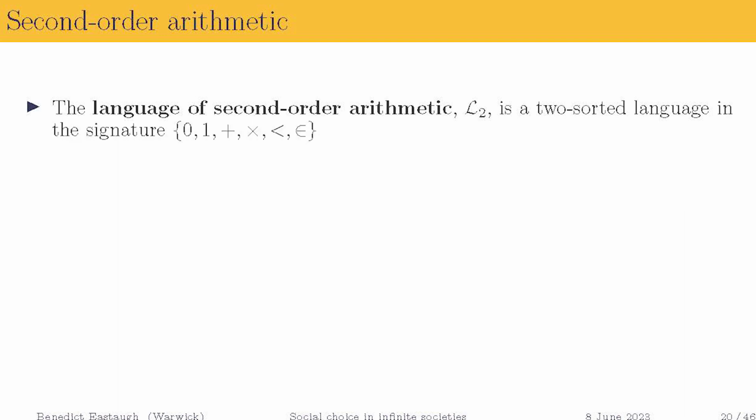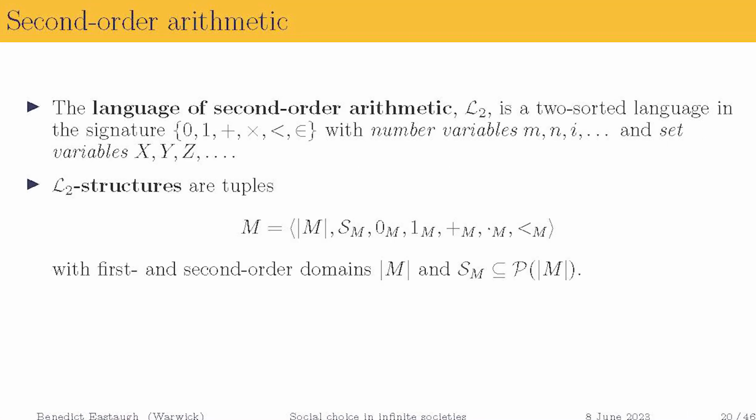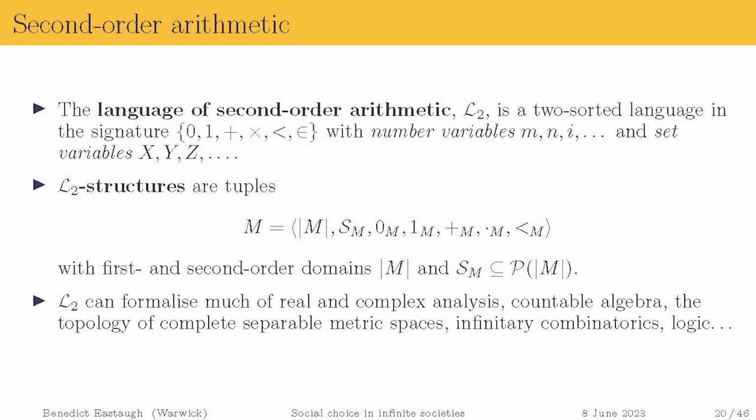It's a two-sorted language in the signature, and then the structures are like this. I won't belabor this too much, but roughly the idea is that we have this two-part domain, one part with numbers in and one part with sets of numbers, more or less. And using this framework, you can formalize a lot of analysis, countable algebra, topology of complete separable metric spaces, infinitary combinatorics like Ramsey's theorem, mathematical logic, and so on and so forth. And now also, it turns out, social choice theory.